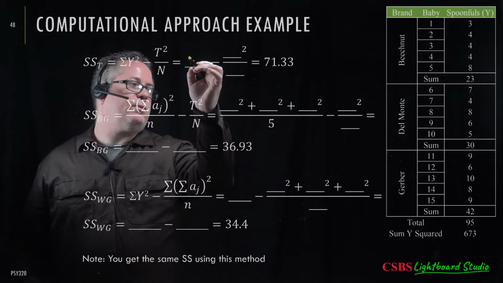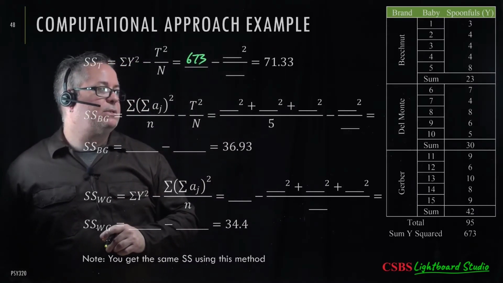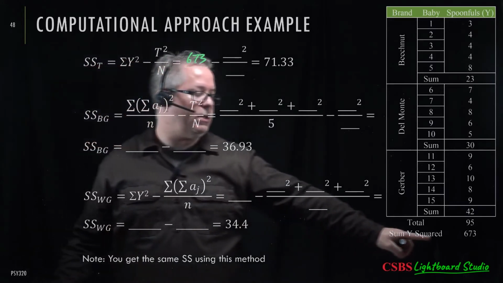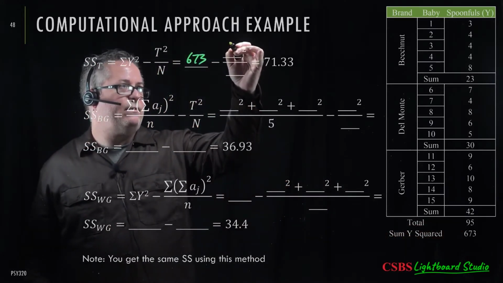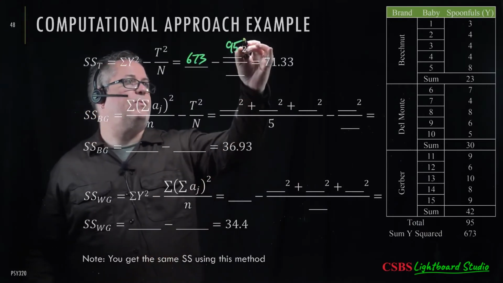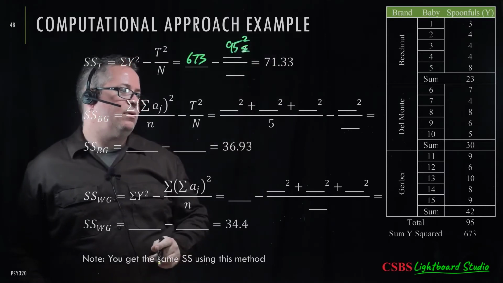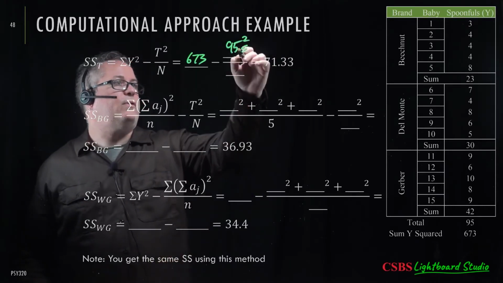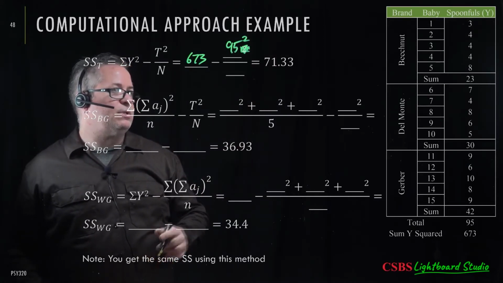So 673 minus the total, which down here, if you look, is 95. So that's 95 squared, right? 95 squared over the total n, which in this case is 15.